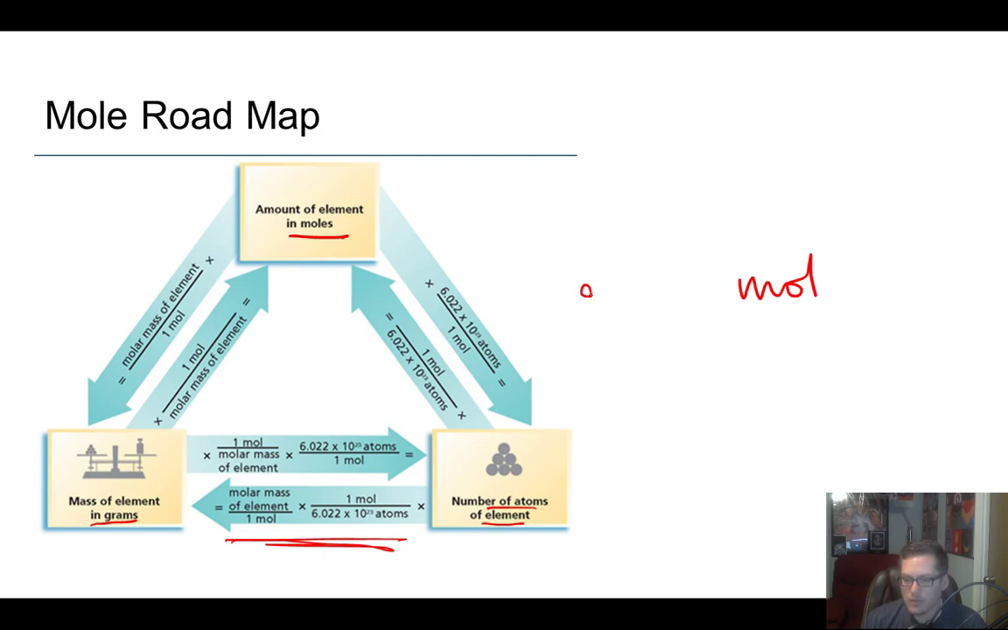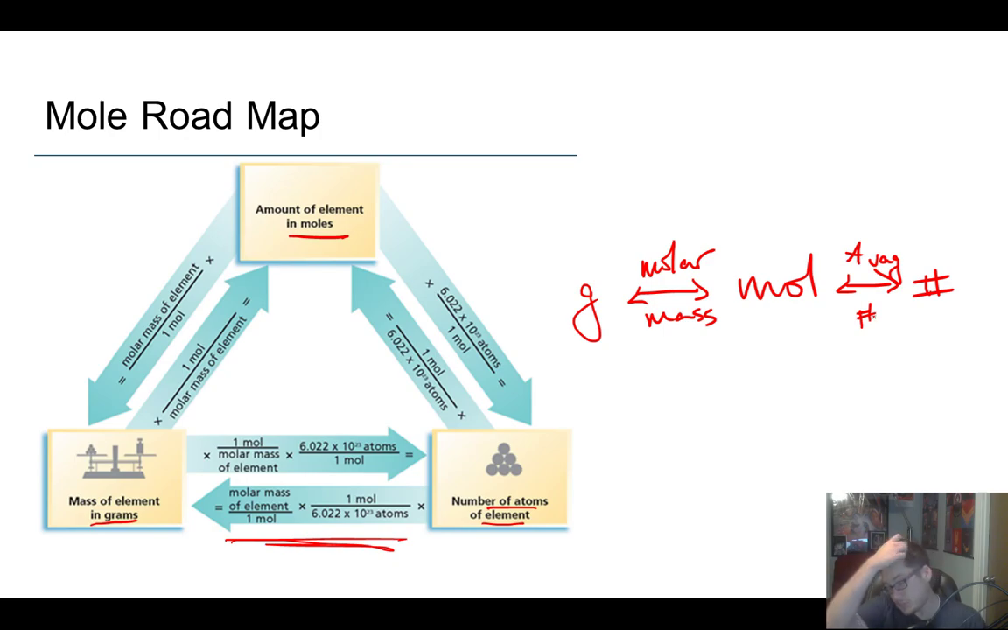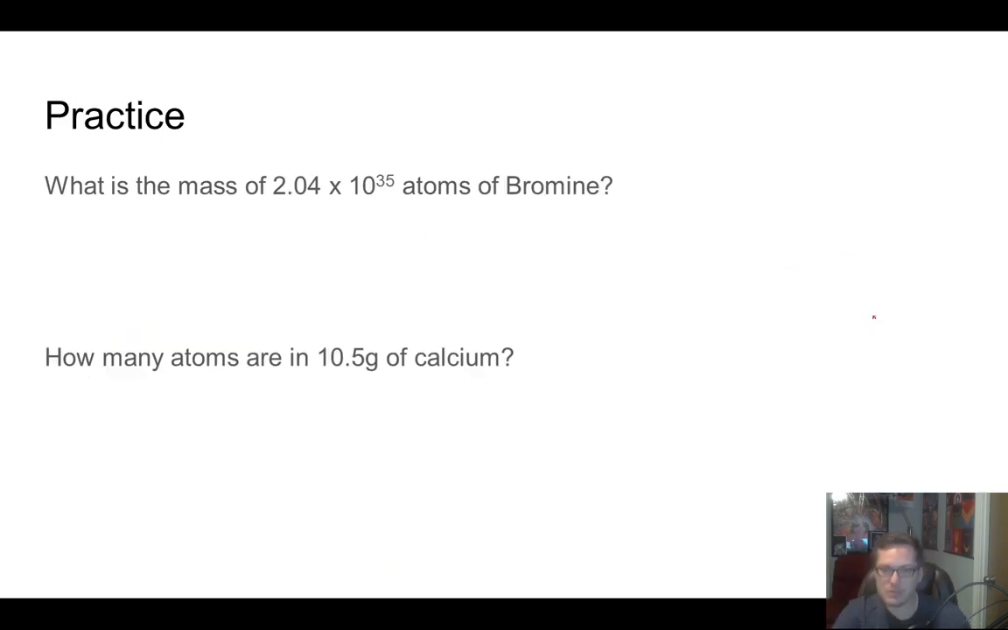Okay, so if you have grams and you want to get to number of particles, okay, if we want to get from grams to number, we have to go through moles first. Okay, so to get from grams to moles, we'll use the molar mass. Okay, and then in order to get from moles to number, we'll use Avogadro's number. All right, so let's do a couple practice problems.